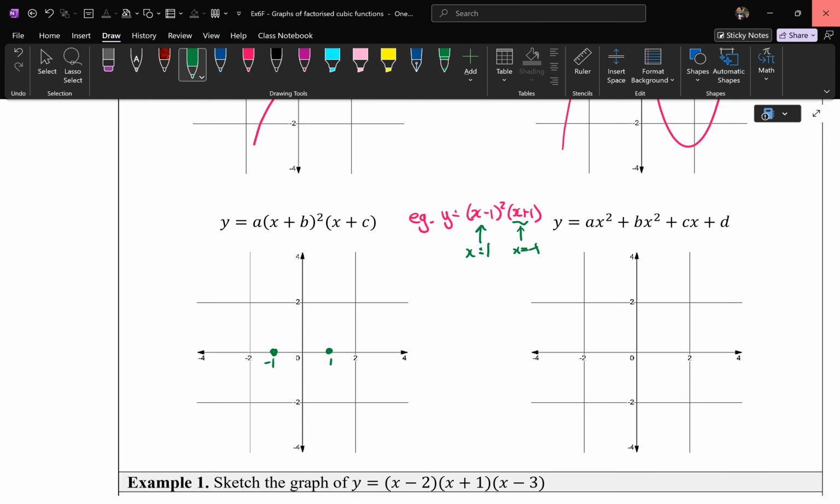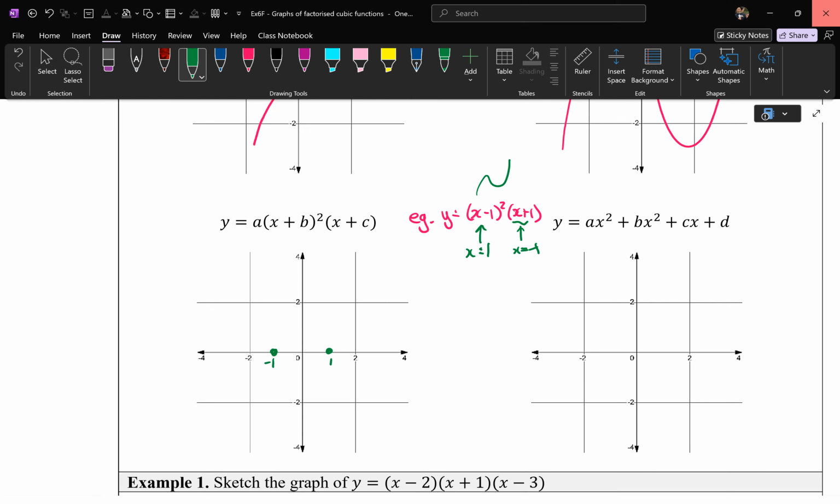But this is a cubic. Now clearly this is going to be a positive graph because x squared times x is going to be a positive x. So I know it's going to look like an N shape. But at 1, I've got a square, so it has to be a turning point at 1, but crosses through at -1. How do you draw this N shape so that you cross through at -1, but have a turning point at 1? There's only one way to do it.